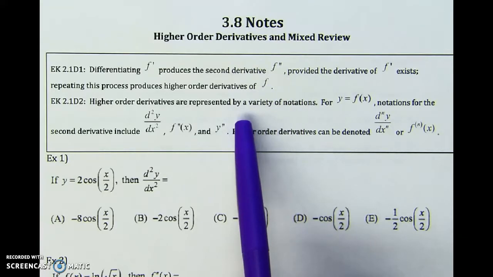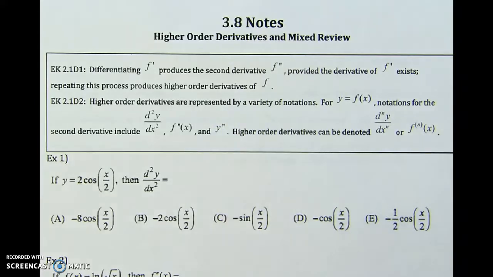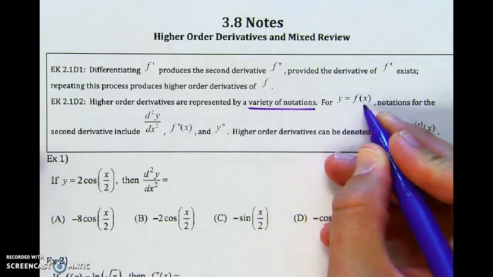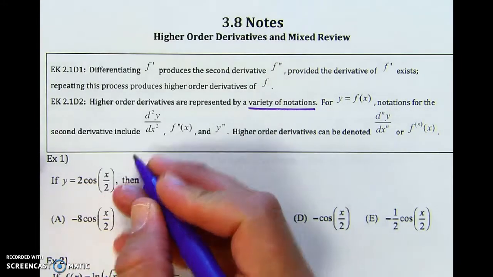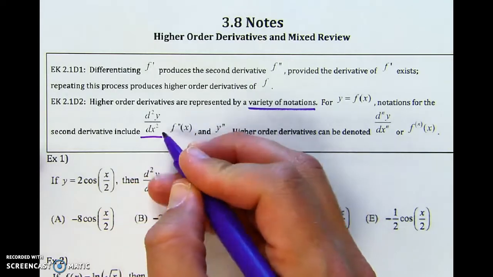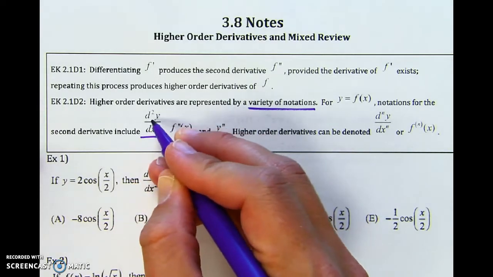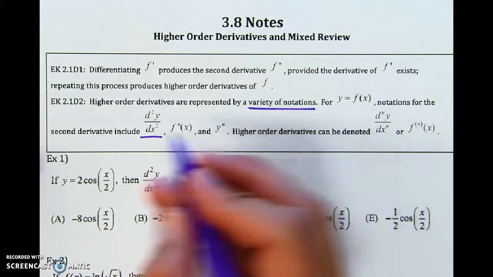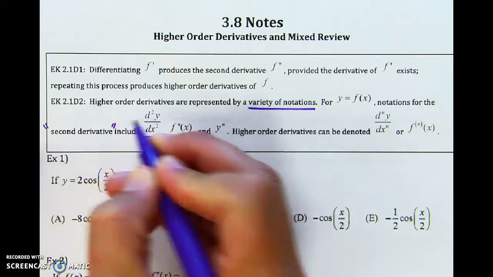Now we're talking about the notation. Higher order derivatives are represented by a variety of notations. For y equals f of x, notations for the second derivative include this. Do you see that? You wouldn't say d2y over dx squared, you just say the second derivative. That's what you call it. The second derivative.